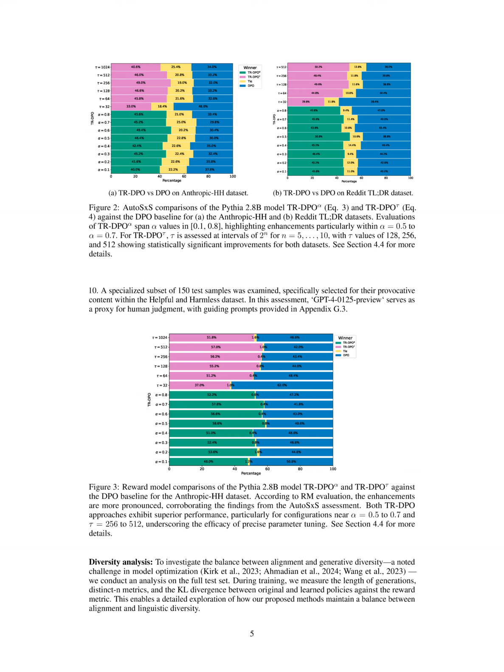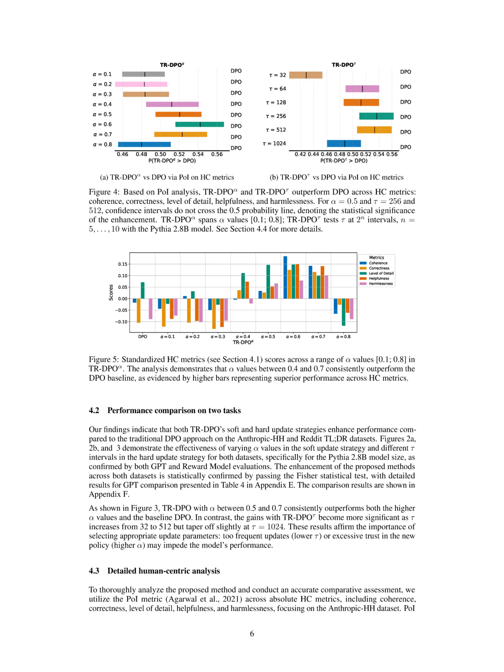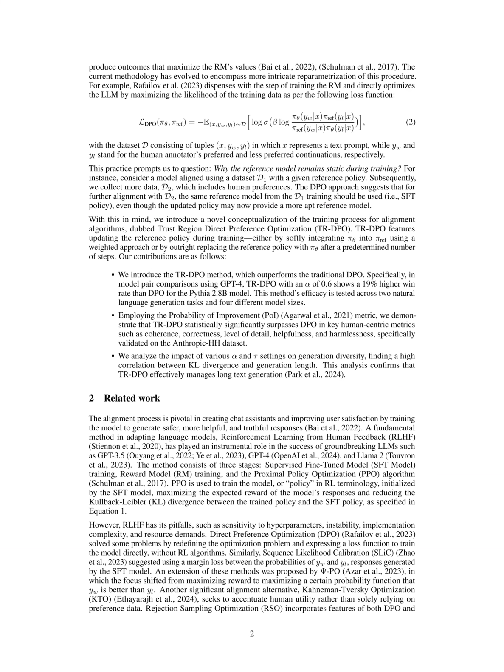3. The analysis of various alpha and tau settings showed a high correlation between KL divergence and generation length, indicating that TR-DPO effectively managed long text generation. 4. The experiments confirmed that both the soft update strategy, TR-DPO-alpha, and the hard update strategy, TR-DPO-tau, enhanced performance compared to the traditional DPO approach on the Anthropic HH and Reddit TLDR datasets for the Pythia 2.8b model size.